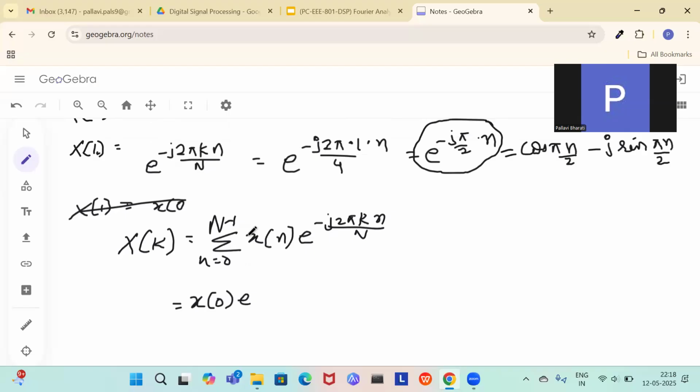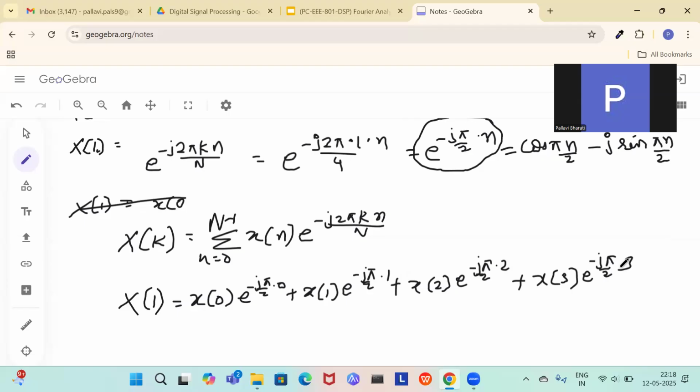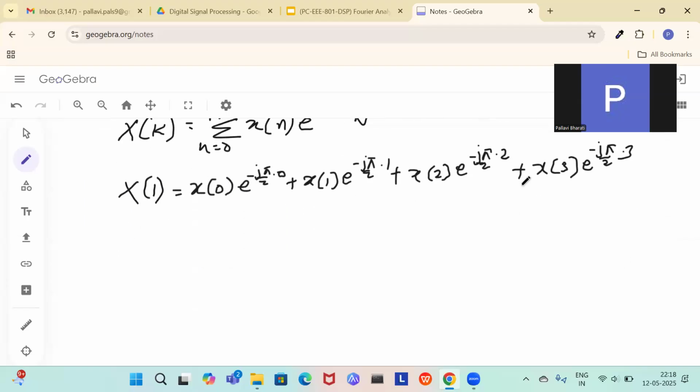Just we will take e to the power minus j pi by 2 into n, because we have already utilized the value of k. K is everywhere 1 for this case, because we are taking out for x1 now, right? So it is going to be e to the power minus j pi by 2 into 0. Then x1 e to the power minus j pi by 2 into 1 plus x2 e to the power minus j pi by 2 into 2 plus x3 e to the power minus j pi by 2 into 3. Got it? Now x0, this portion is going to become 1. This is equal to 1.